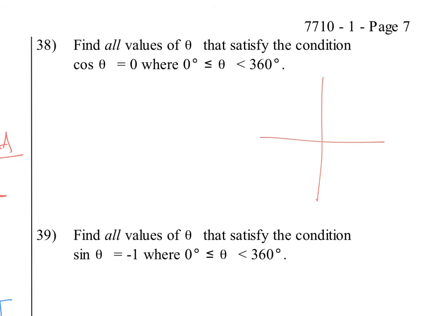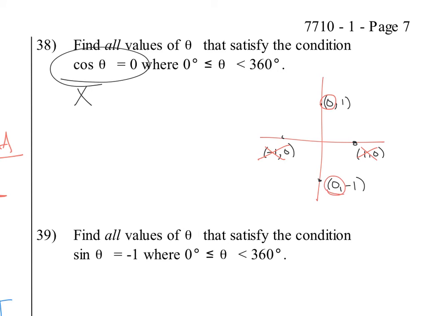Wish I could reuse that picture. So let's just write the points here. It's 1, 0, 0, 1, -1, 0, and 0, -1. So where is the cosine 0? Remember, cosine is x. So where are the x values 0? Here it's 1, here it's 0, here it's -1, and here it's 0. So cosine is 0 at 90 degrees, and down here at 270.